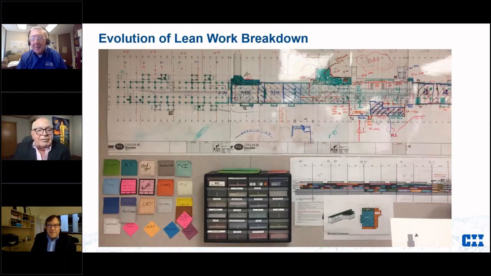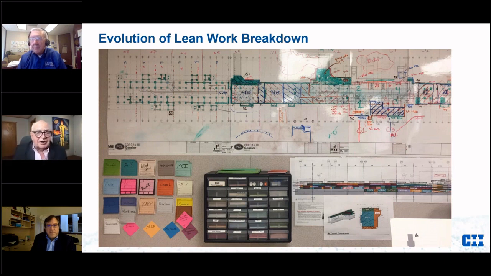Very good. So this is kind of the way we do it in horizontal construction: we lay out what the overall project is. This happens to be an airport terminal at LAX, and we identify what the areas are going to be, and we begin to plan the path of construction as well as the overall work breakdown, how we're going to work in these various areas.